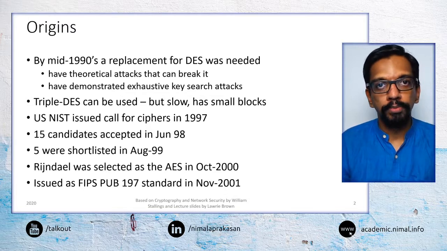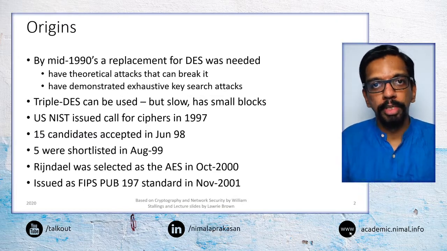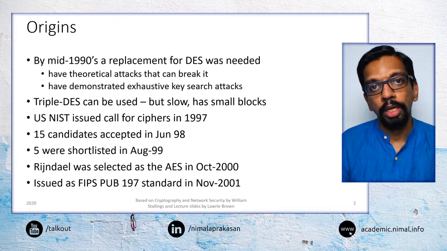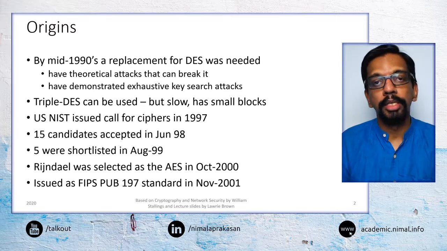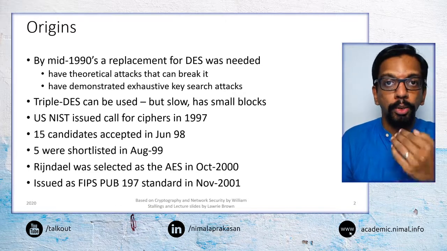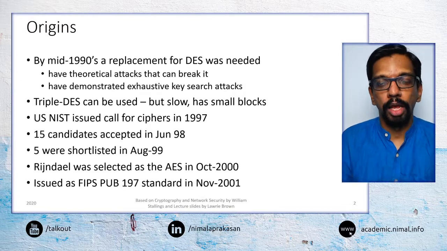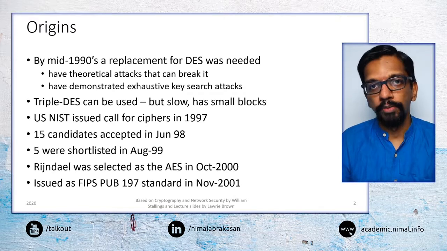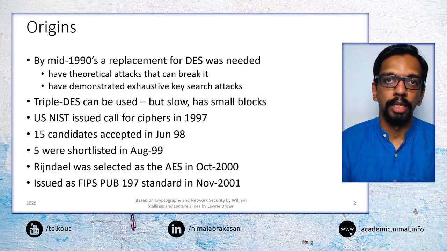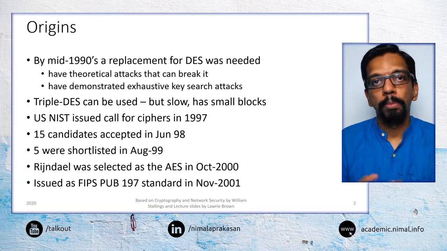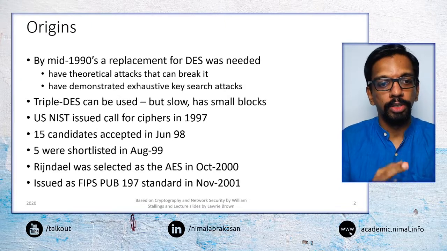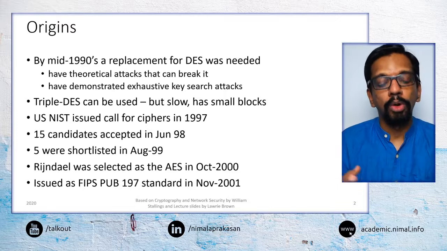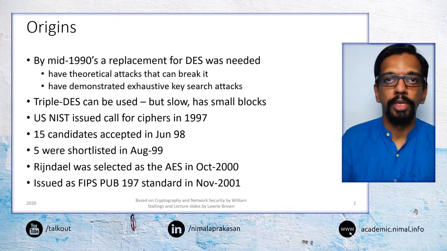We also briefly touched upon the approaches of double DES and triple DES and how that can improve the security of that particular encryption mechanism. But the challenge with triple DES, for example, is that it can be significantly slower, particularly when implemented as a software algorithm, and it also has the disadvantage of small block sizes, as DES does. So in 97, the National Institute of Standards and Technology, or NIST, in the US issued a call for new ciphers as a replacement for DES.